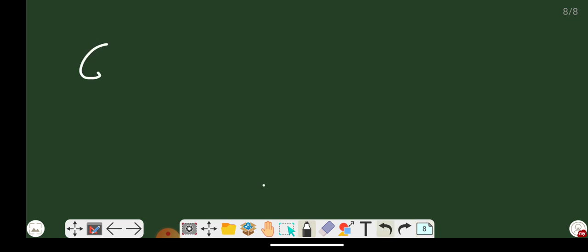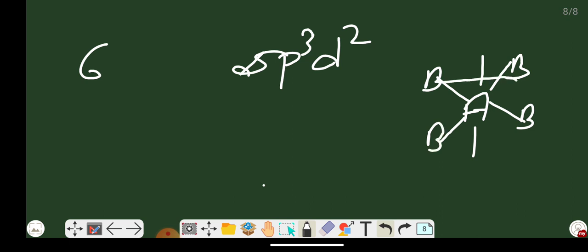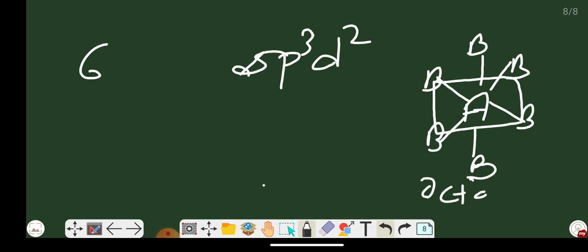Now, if the molecule has 6 bond pairs, then the hybridization, as we know, is sp3d2, and the shape is octahedral. So, octahedral shape: as we know, 4 atoms are in the plane and 2 atoms are above and below the plane. So this is octahedral symmetry.